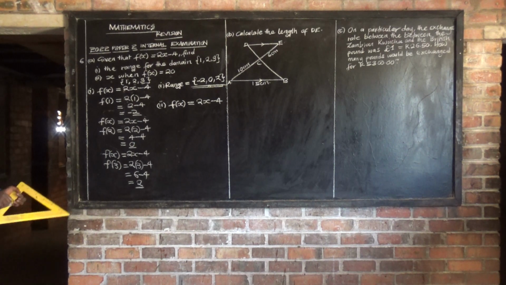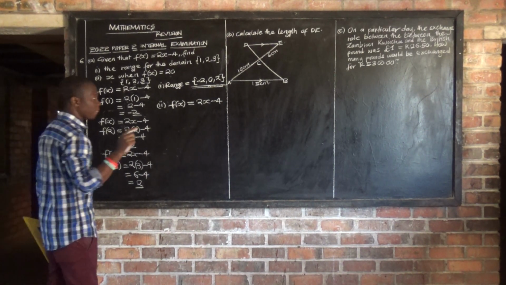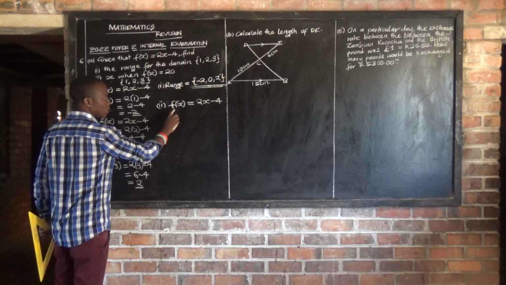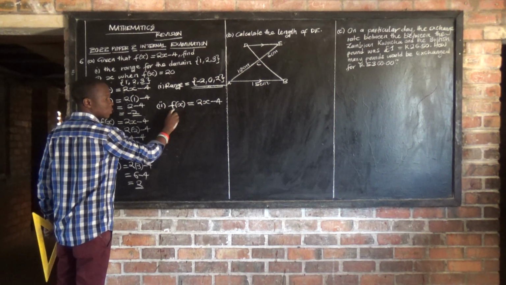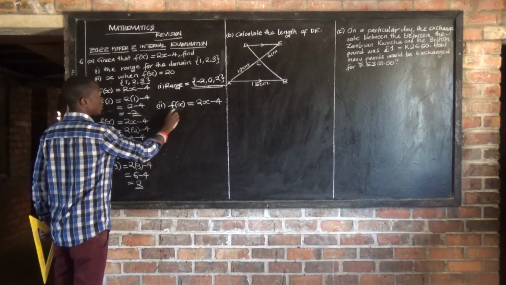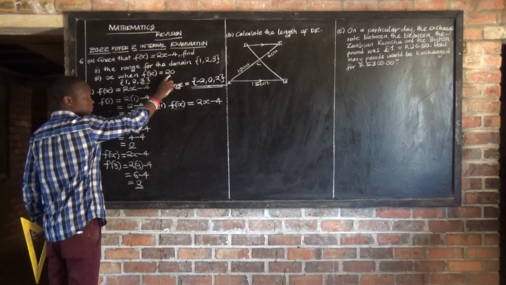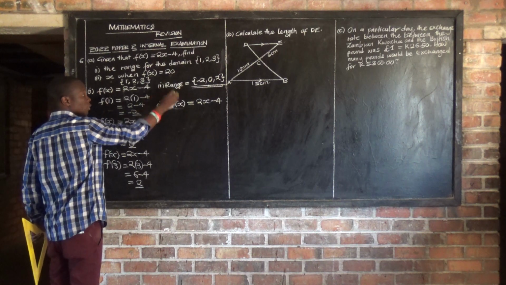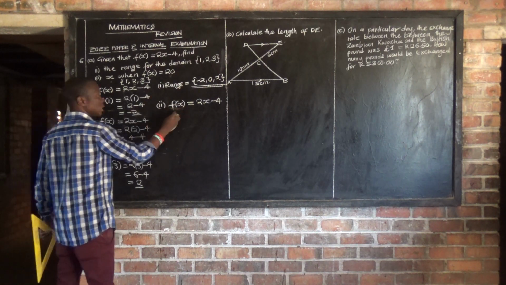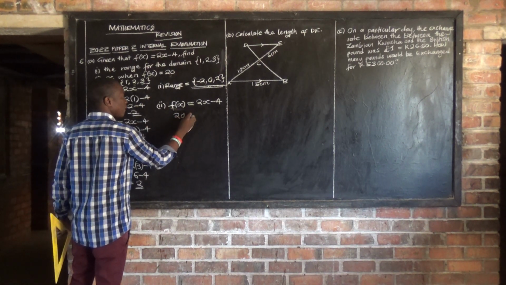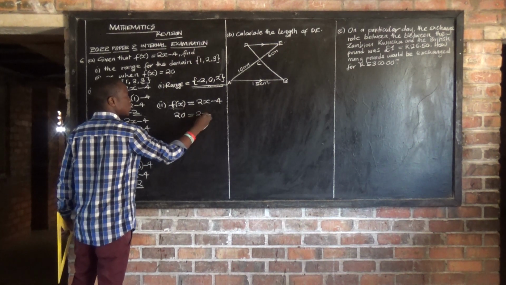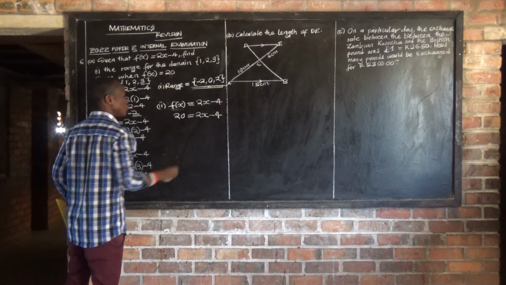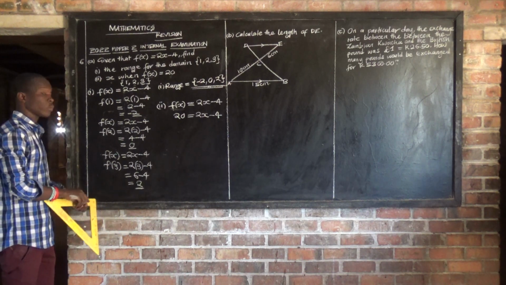Now, in this case, we want the value of x, where this is equal to 20. We have been told, take note, f of x is equal to 20. Meaning, where you have f of x, you put 20. So I'm going to say 20 is equal to 2x minus 4. Are we together?